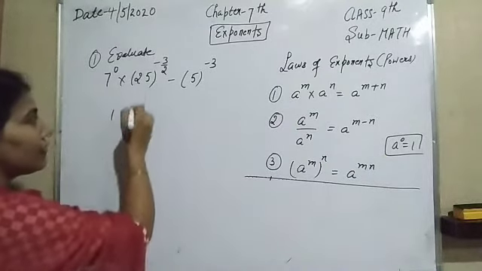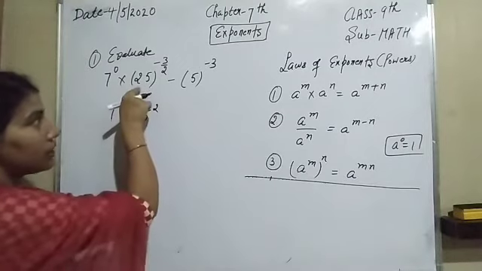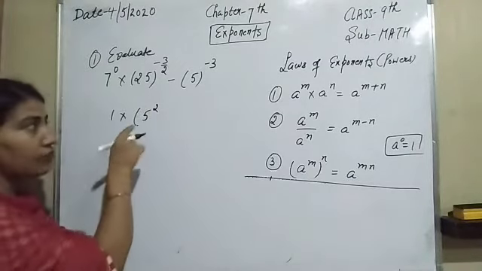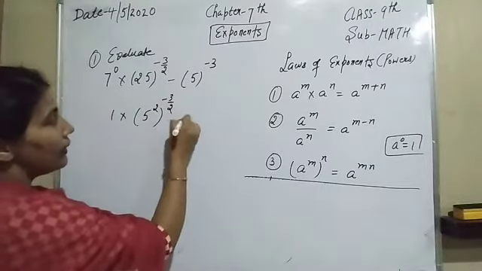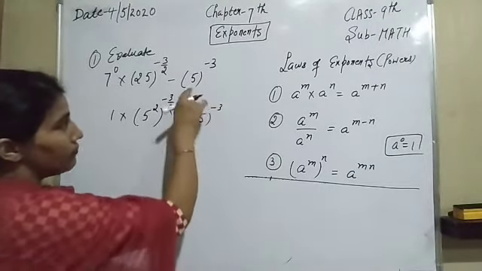Now on this side, 25 can be written as 5 square, because the prime factorization of 25 is 5 multiply 5, and its power is minus 3 by 2, and here is 5 raised to power minus 3.